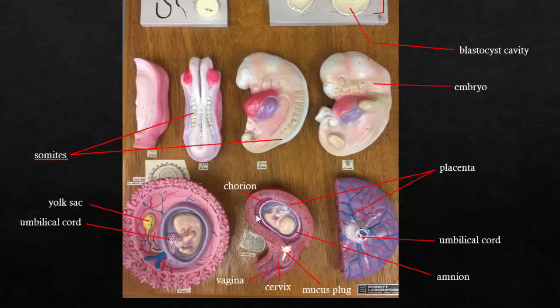The amnion and the chorion. So if we take a look at the structure down here, this is the chorion, and this membrane directly around the embryo is the amnion. As we come here, this is a little further along in development. We see this pink layer being the chorion and the purple layer being the amnion.